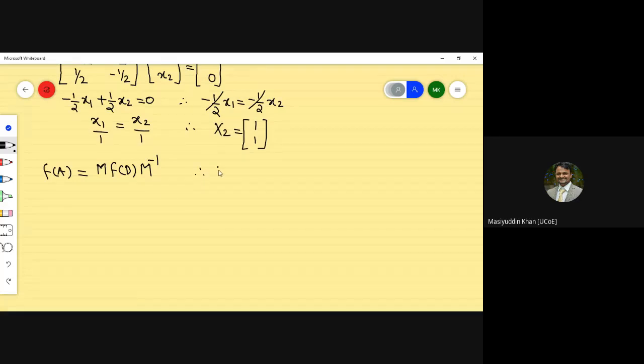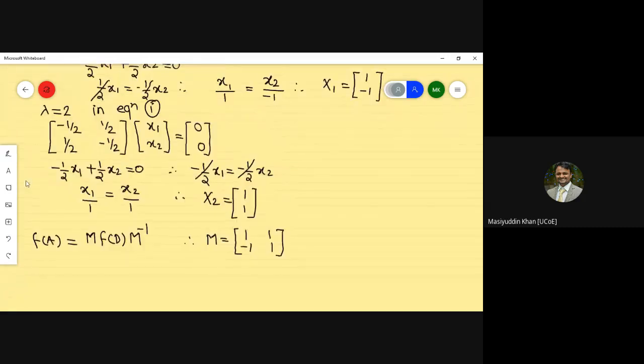So here I write M is equal to the M matrix, what we used to call it, that is equal to the values you got. The first one was 1, minus 1, the second X2 is 1, 1. This is my M that we have to place.